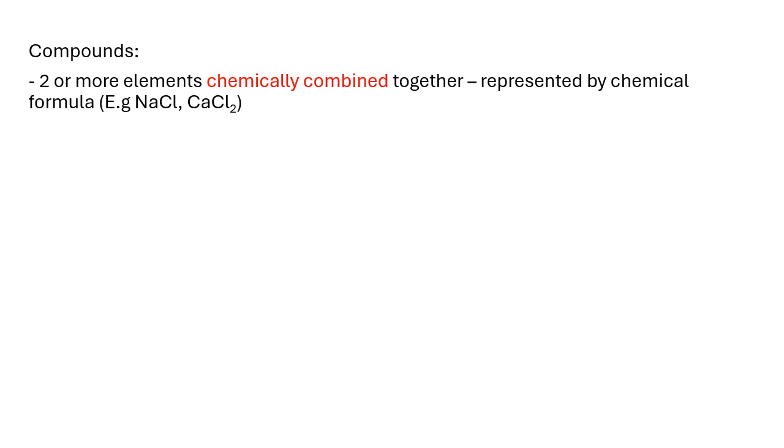So for compounds, let's move on to compounds. Compounds are two or more elements chemically combined together, and this can be represented by a chemical formula, for example NaCl. In the periodic table that we have gone through last week, you will find that Na represents sodium and Cl represents chlorine. So NaCl means sodium chloride, and this is the salt that we eat in our food.